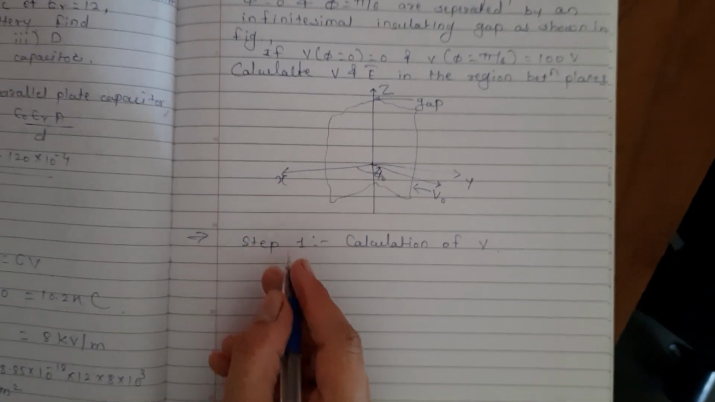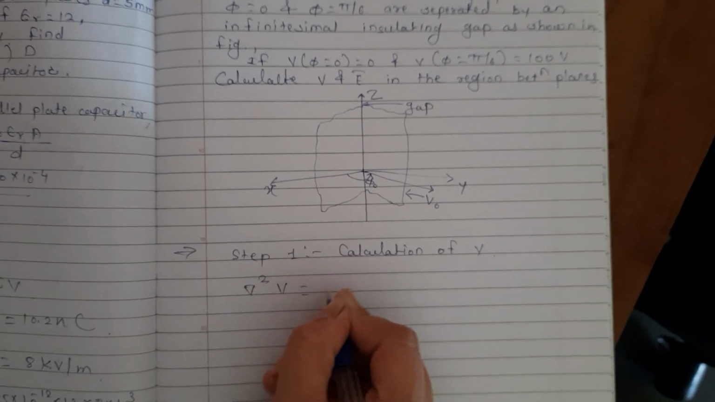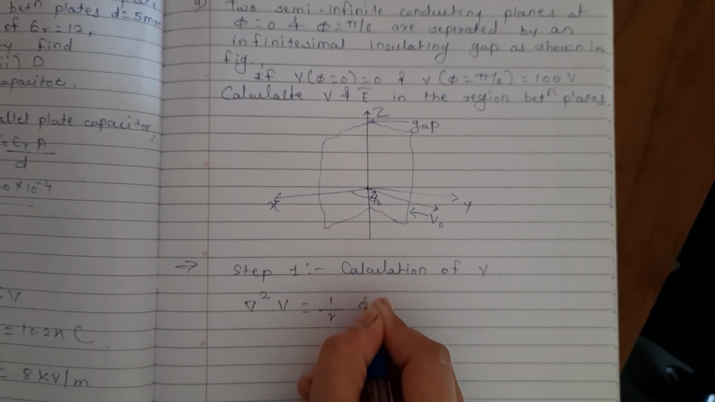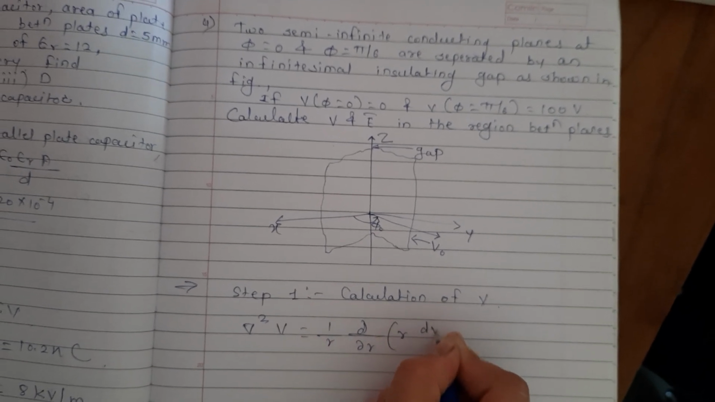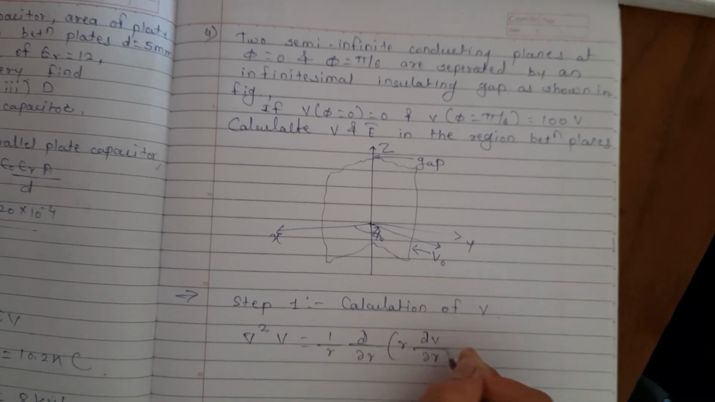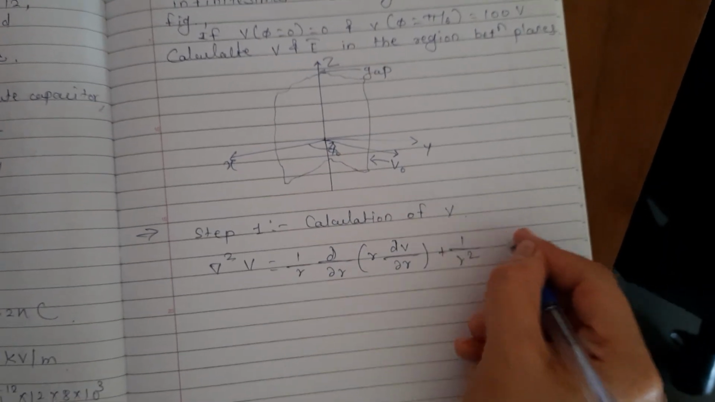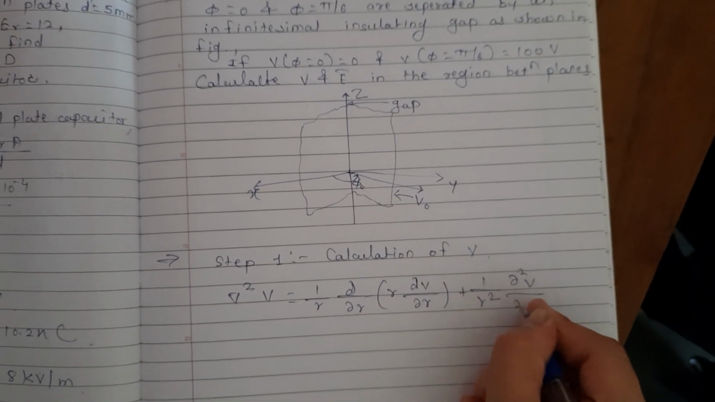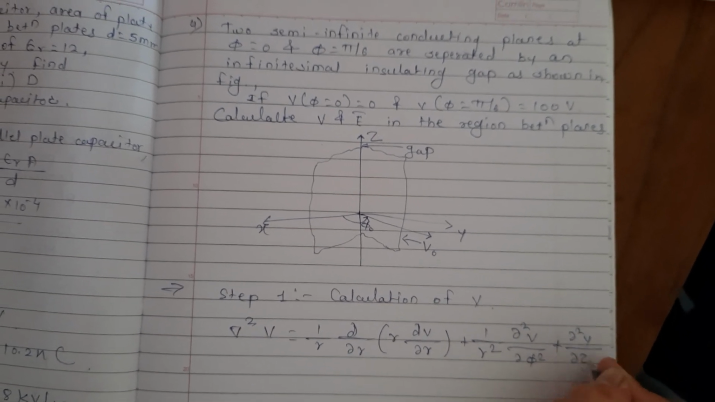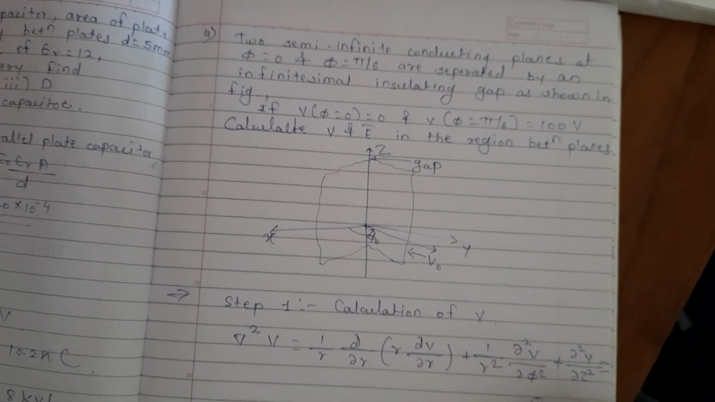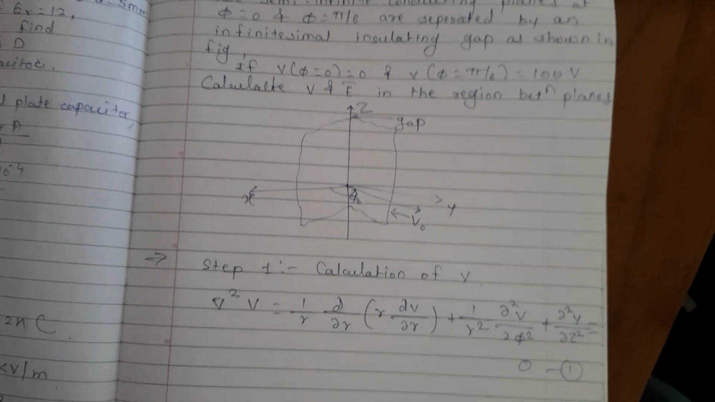Now we have the Laplace equation in the cylindrical coordinate system as del squared V is equal to 1 by R d by dr of (R dV by dr) plus 1 by R square d square V by d phi square plus d square V by dz square equal to 0. This is equation 1. This is the Laplace equation in the cylindrical coordinate system.